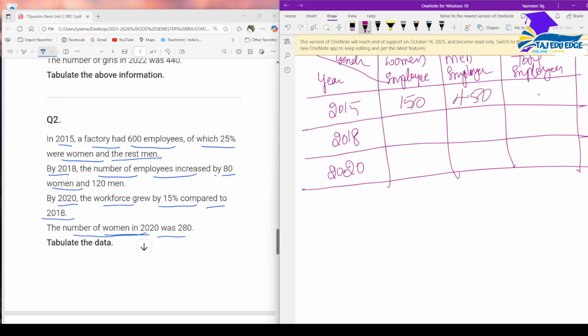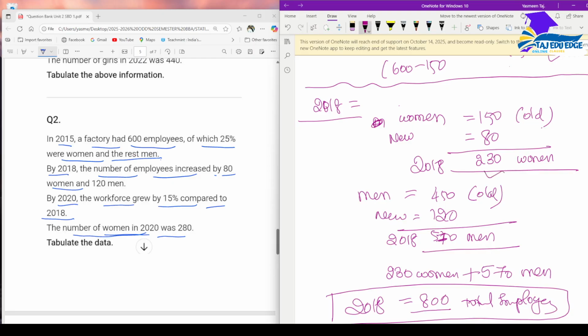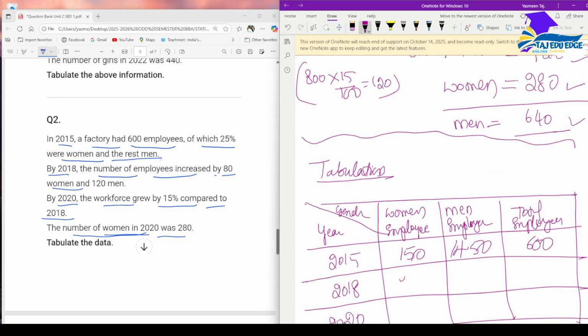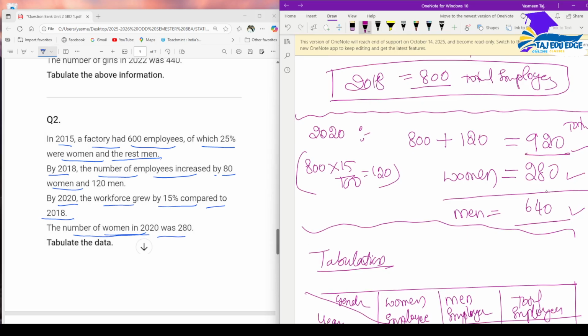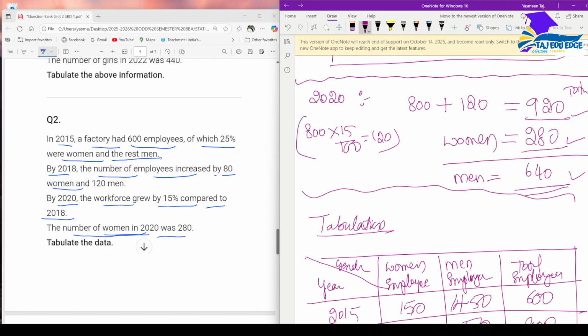We know that total is 600. Next, in the year 2018, 230 were women, 570 were men. 230 plus 570 are 800. Next, in 2020, 920 were total. Women are 280, men are 640. Total 920. Got it. So this is how we need to solve the tabulation problems.